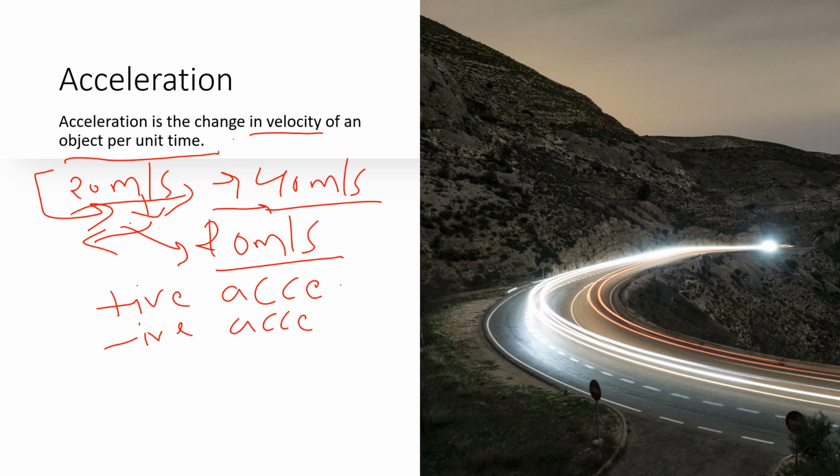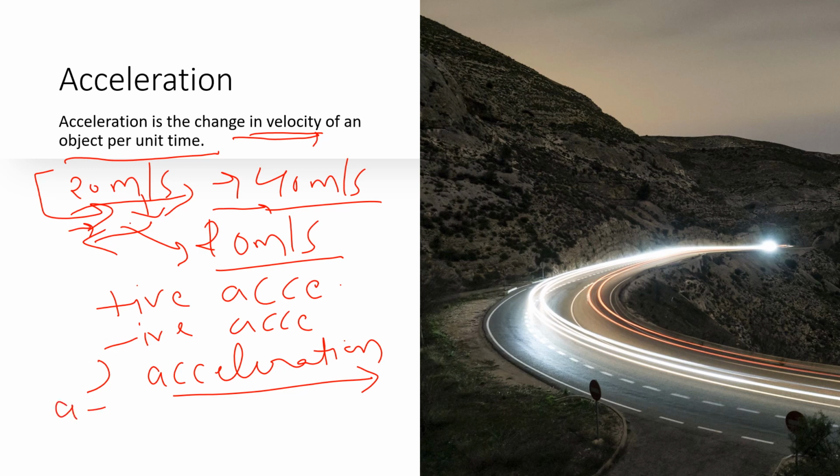Also, it is a change in velocity, which means if you are changing direction, although the rate is the same, there is acceleration. Whenever you take a turn, you feel the motion. So acceleration is there. So acceleration is the change in velocity of an object per unit time. Acceleration is equal to change in velocity divided by time taken.